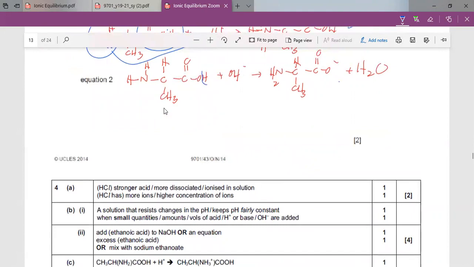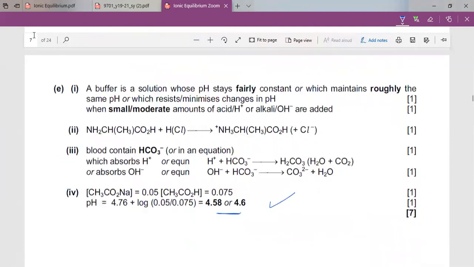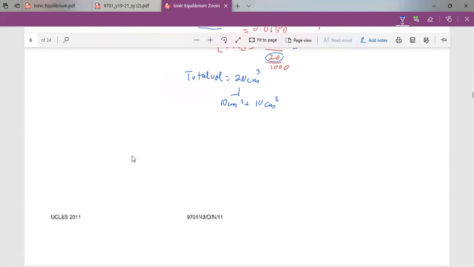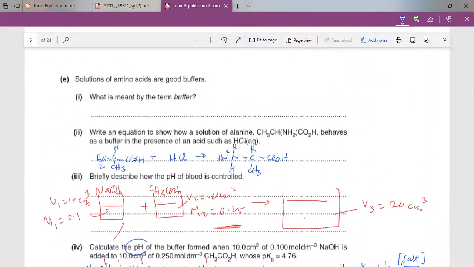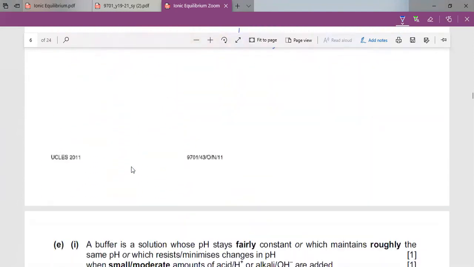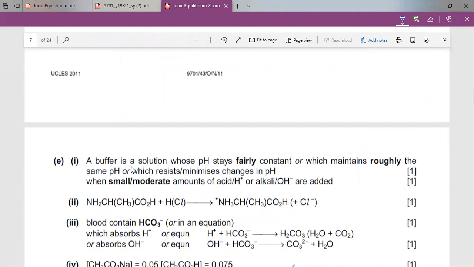One more amino acid pH question, I think page 6. Okay, page 6 here. Look at examples, buffer. It's a very simple one. Amino acids act as a good buffer. What equation shows how alanine behaves as a buffer in acid? That means HCl, and of course the Cl minus. So simple. Know your theory. The Cl is optional, the person put a bracket here.